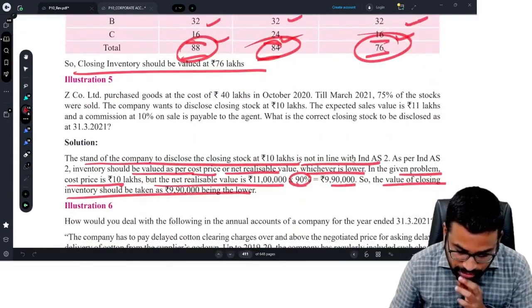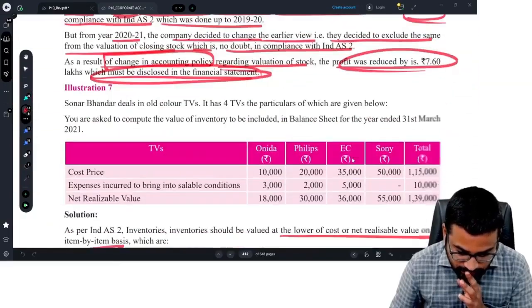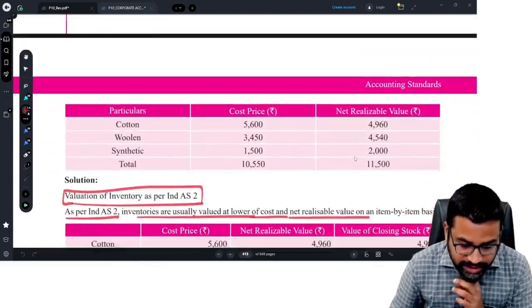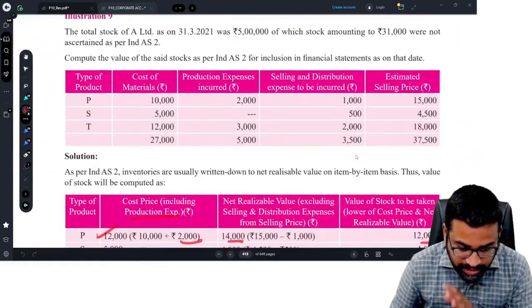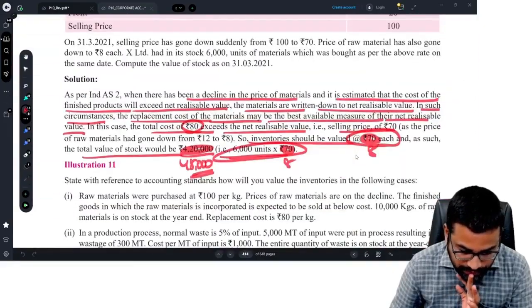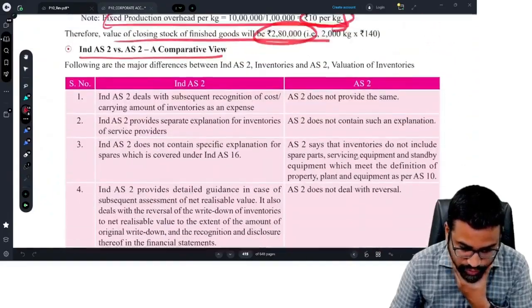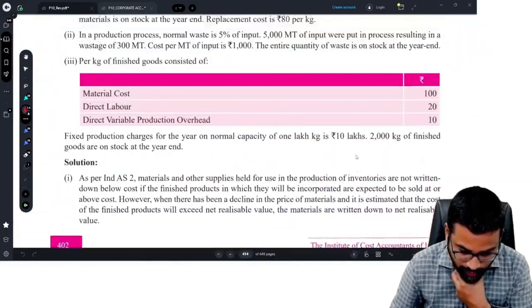You have some questions also. Please solve these questions in the study material. Immediately after listening to this, you solve these questions. You will be able to solve all of them. Totally there are 11 to 12 questions. So you solve them. Okay.